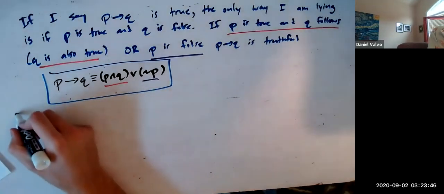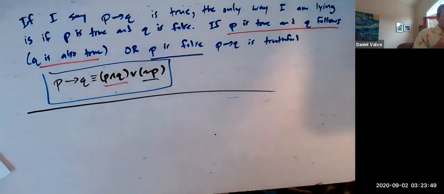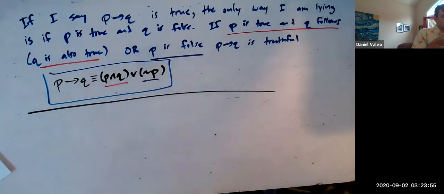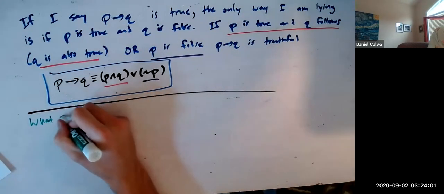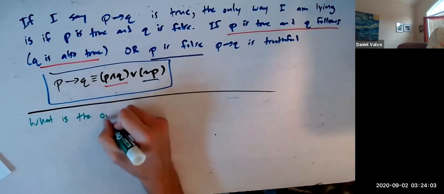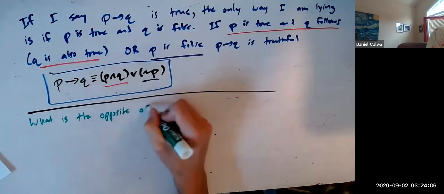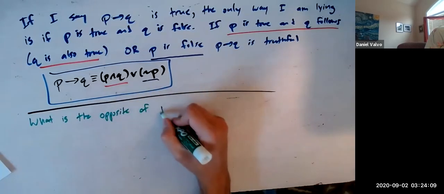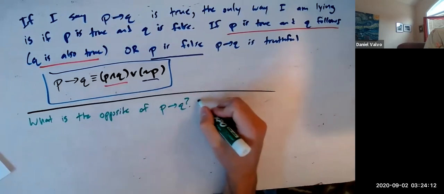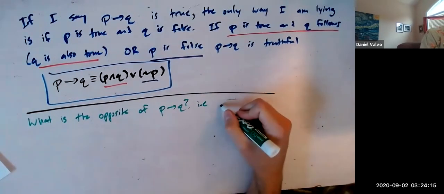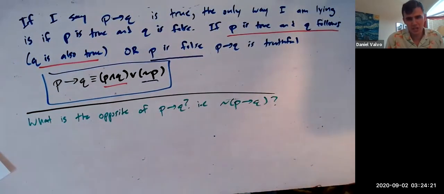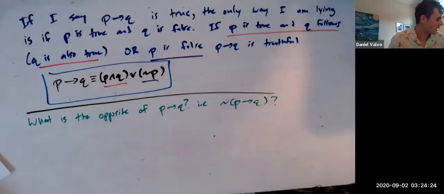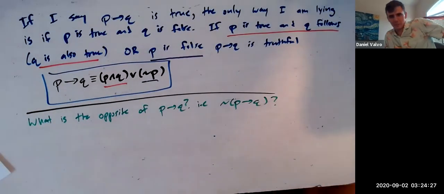Now, let's look at this now. We're going to keep this, and then we're going to ask, oh, green. I'm going green. What is the opposite of P implies Q? Put a different way, what's the negation of P implies Q? Because the negation is the same thing as just saying take the opposite.